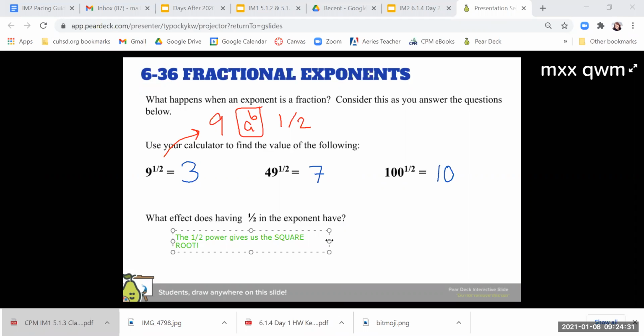That's hard to see in that color. Maybe I can change the color. That's better.